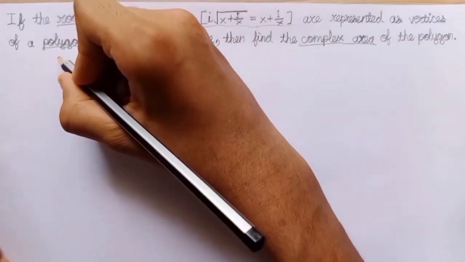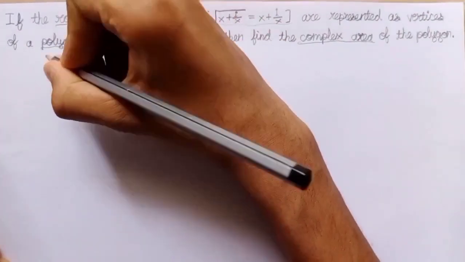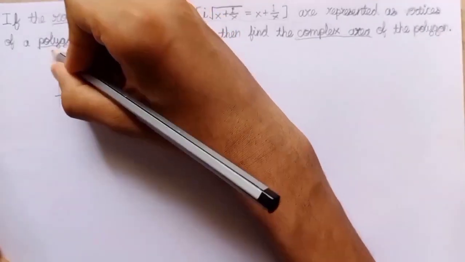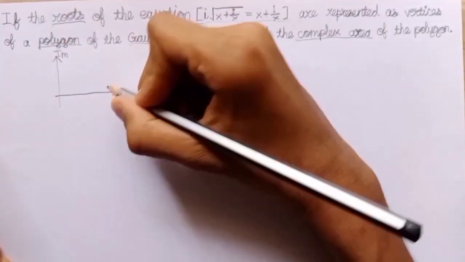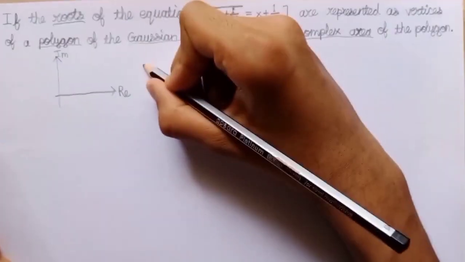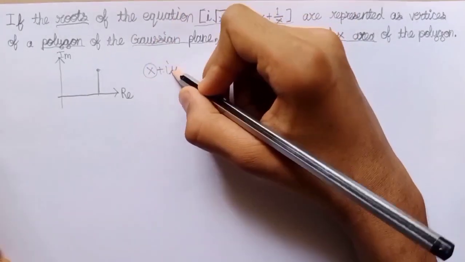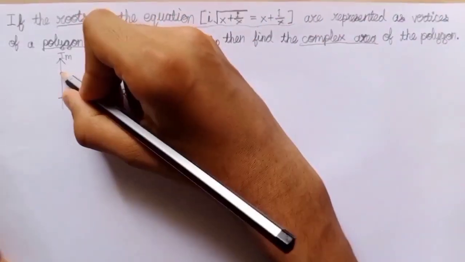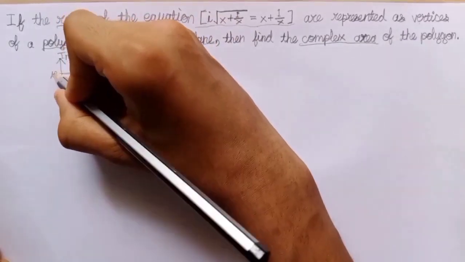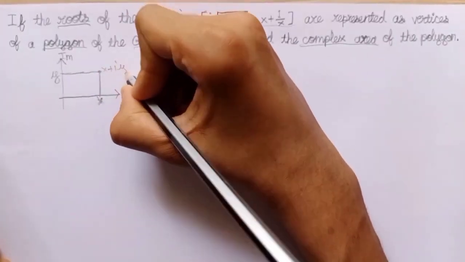So our Gaussian plane looks like this. This is the imaginary axis, which represents the imaginary part of the numbers, and this is the real axis, which represents the real part of the numbers. Let's say we have a complex number, x plus iy, and x is the real part. So its x coordinate will be x, and its y coordinate will be the coefficient of i. So this is y, this is x. And this is the point x plus iy.